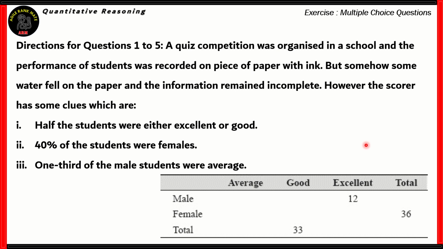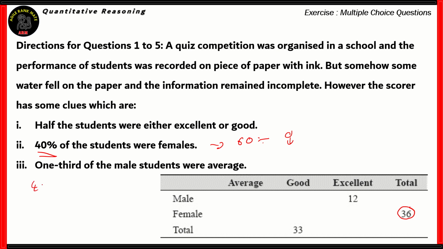So, how do we solve this question? Well, before looking at the questions themselves, we would need to fill up this entire table. And we have to do that using the clues here. Now let's look at the second clue. The second clue says 40% of the students were females, which implies that 60% are males. We are also given the amount of total females, which is 36.